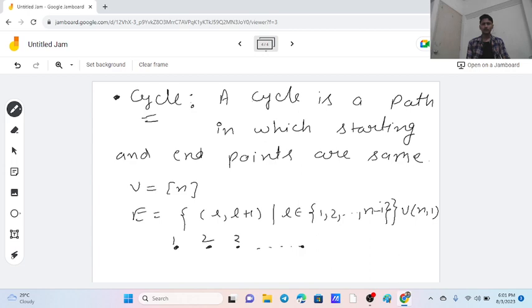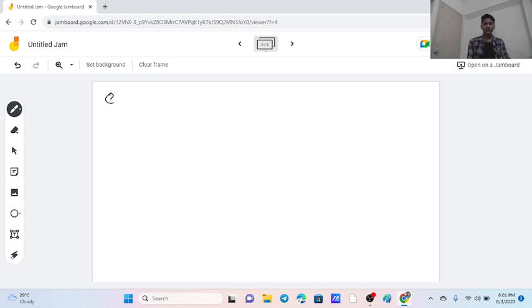Okay, so let's give an example of a cycle. This is 1, 2, 3, going on till n. These are connected with each other, and here these two are also connected. So this is a cycle.